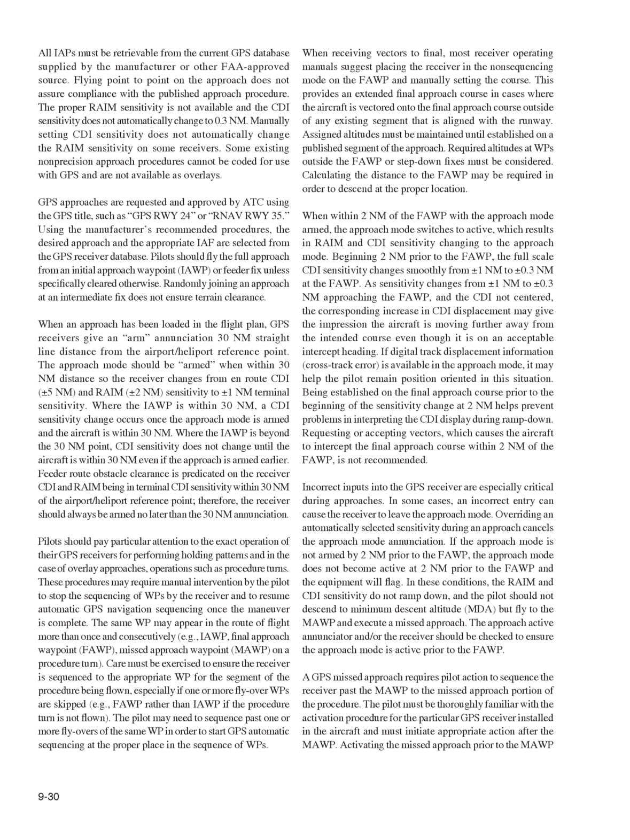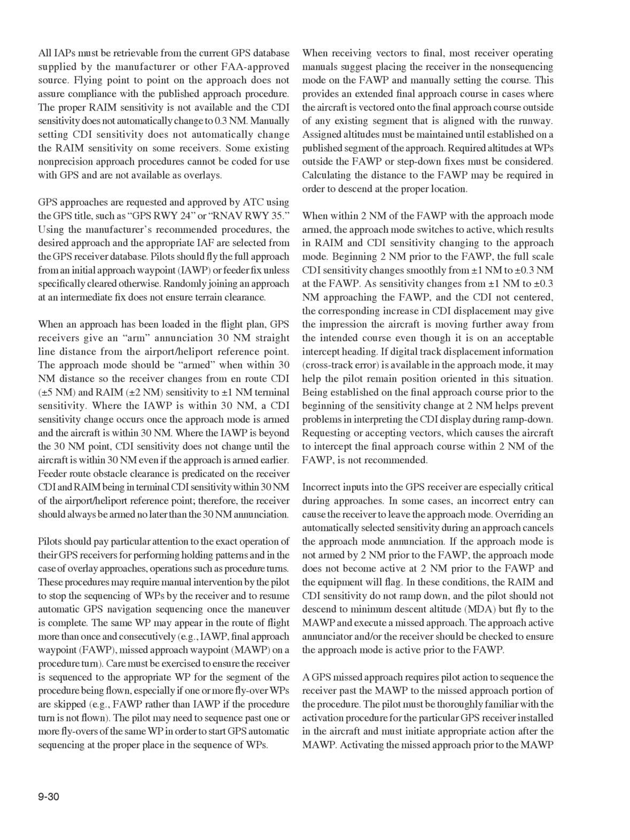Requesting or accepting vectors, which causes the aircraft to intercept the final approach course within 2 nautical miles of the FAWP, is not recommended. Incorrect inputs into the GPS receiver are especially critical during approaches. In some cases, an incorrect entry can cause the receiver to leave the approach mode. Overriding an automatically selected sensitivity during an approach cancels the approach mode enunciation. If the approach mode is not armed by 2 nautical miles prior to the FAWP, the approach mode does not become active at 2 nm prior to the FAWP and the equipment will flag.